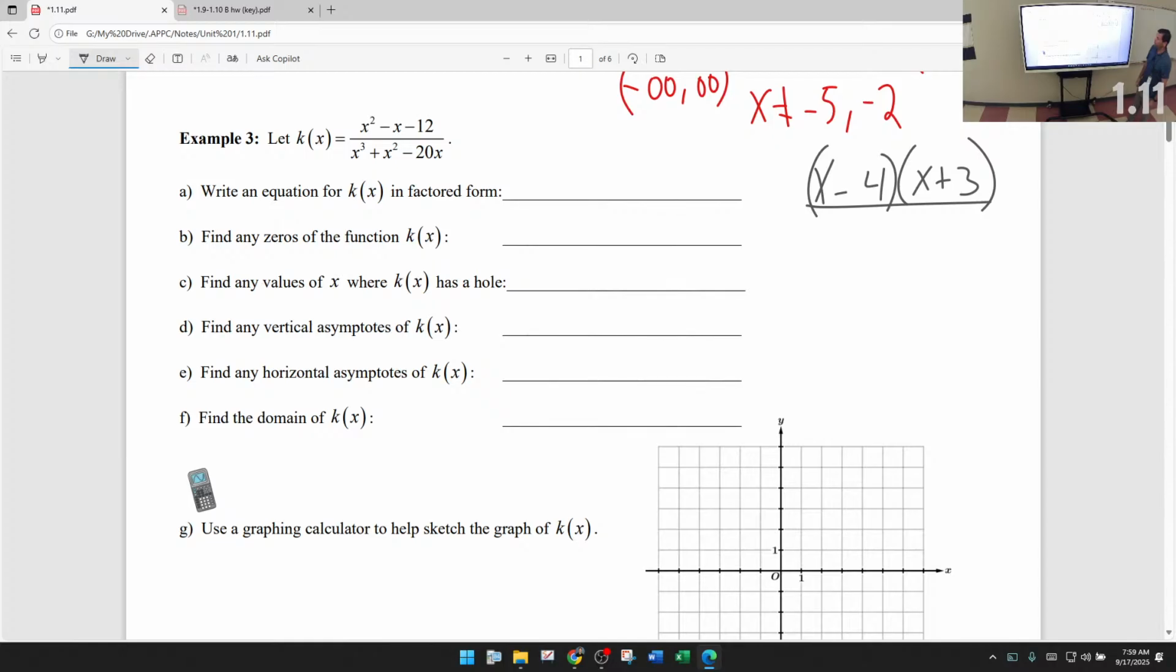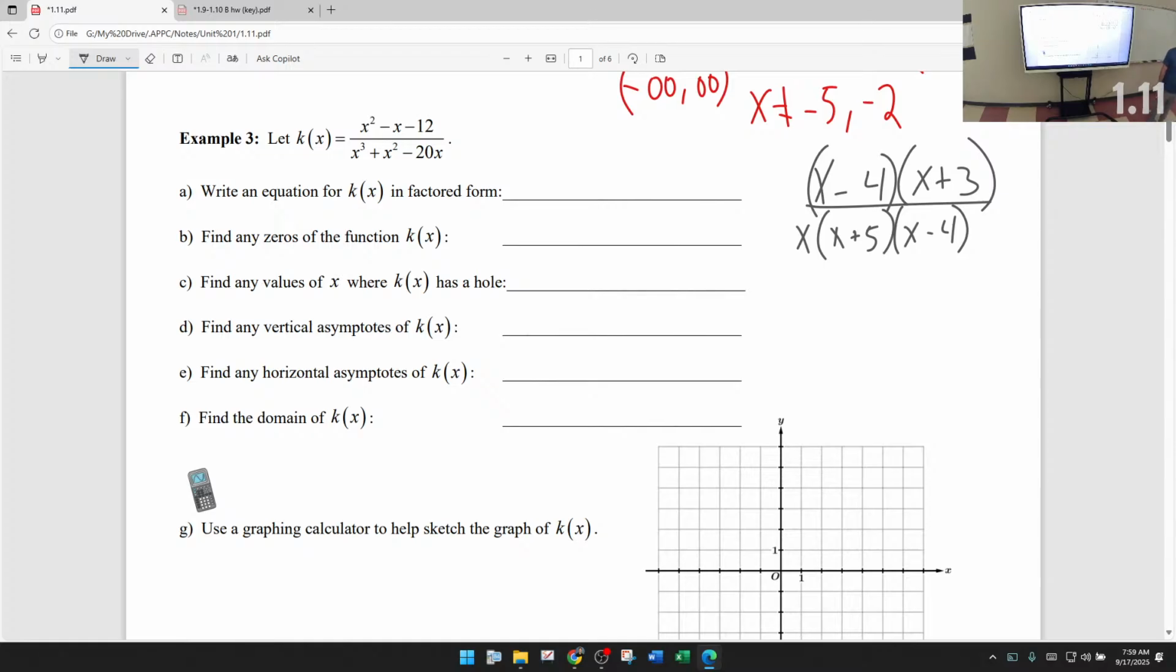X cubed, x squared, x. Take an x out. And then you got plus 1 minus 20. Plus 1 minus 20.